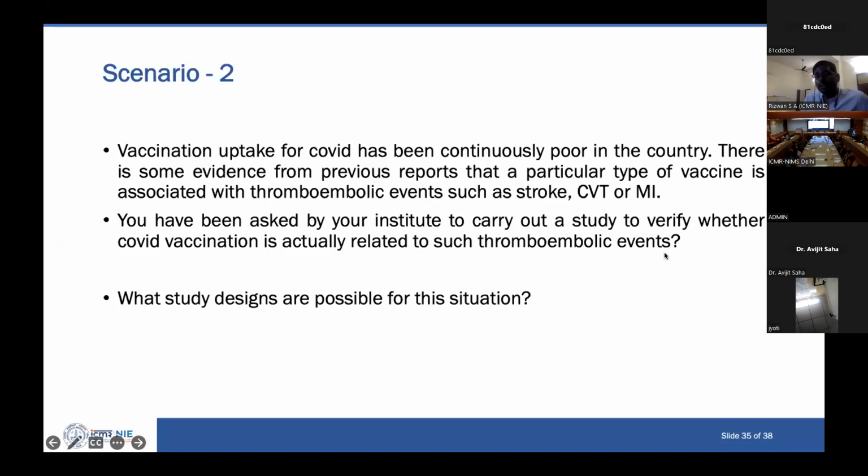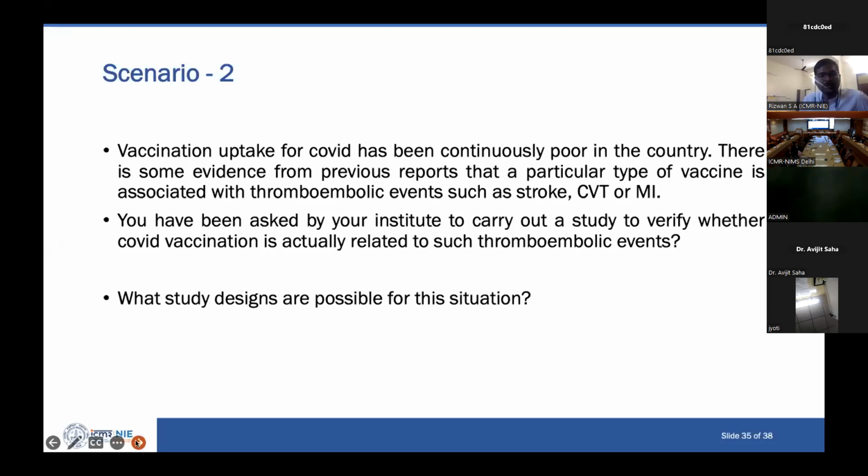You can also start from CVT or stroke or MI. So in a hospital, you take all the patients who have stroke, CVT, and MI, and you take a control group of patients who do not have these thromboembolic events, and you ask how many of them got the COVID vaccine. So that is also possible, right? Here, I have not put any limitations. I have not said anything about time, money, or staff, or how quickly you want the results, but that leaves more room for creative thinking. Thank you so much for the responses.